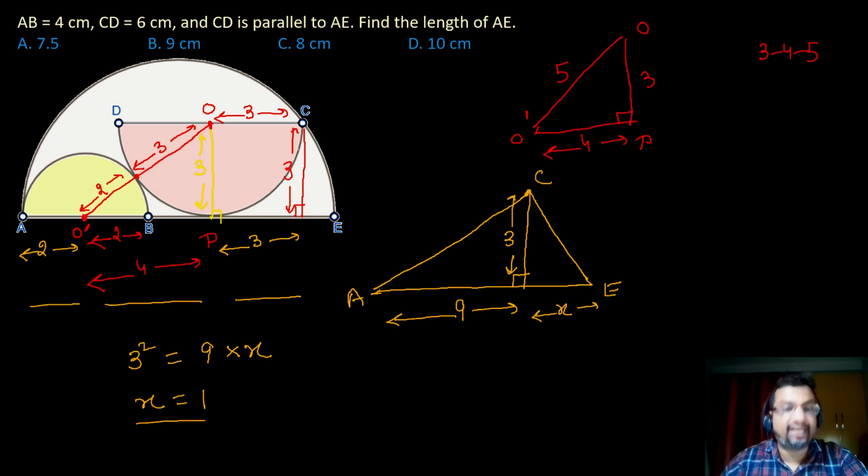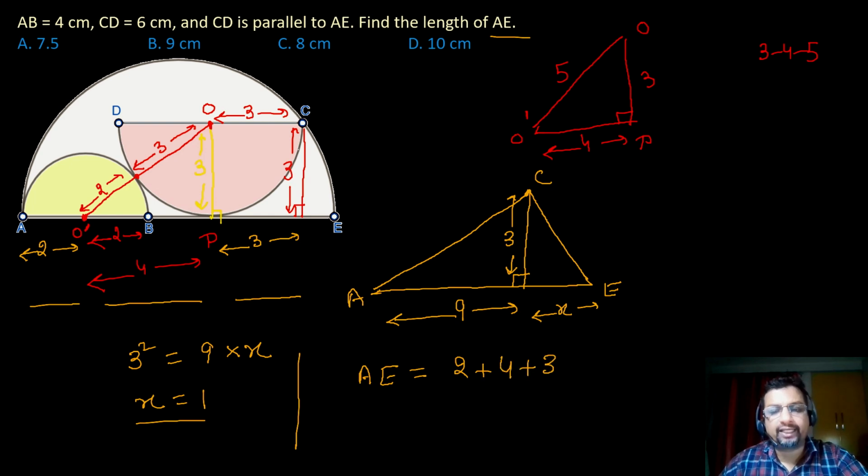And we have got the base AE. The question is, what is the length of AE? From the figure, it's 2 plus 4 plus 3 plus 1. It is finally 10. The base is 10 centimeter. Answer option D. D is the right answer. I hope it's clear. Thank you.